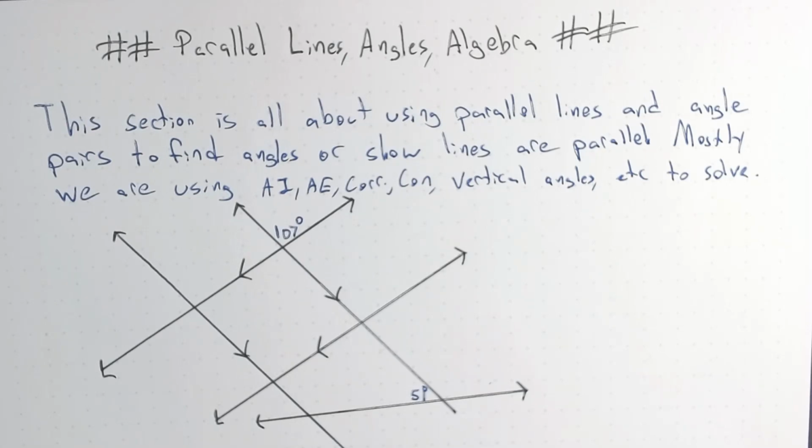Mostly we are using alternate interior, alternate exterior, corresponding, consecutive, vertical angles. Okay, that would be so annoying to try to do that the whole time. So this section is all about using parallel lines and angle pairs to find angles or show lines are parallel, to solve and find things.